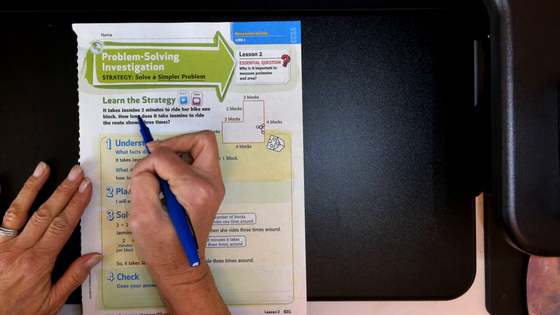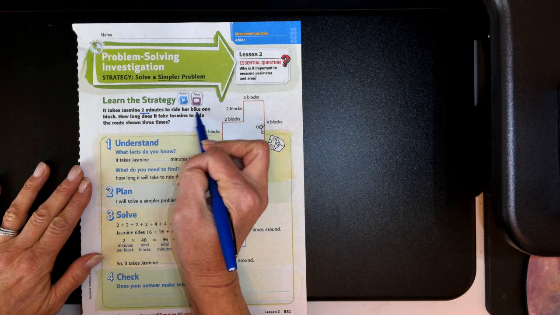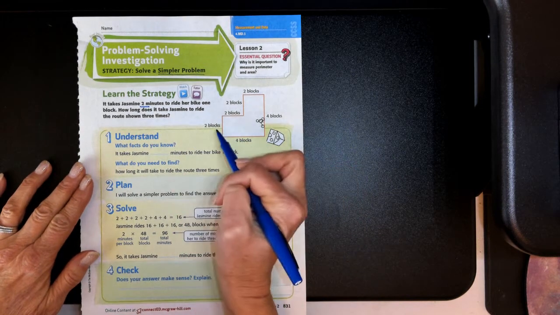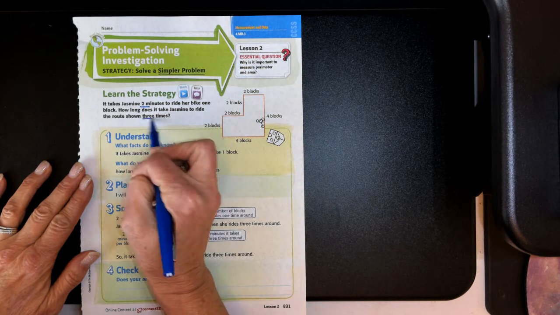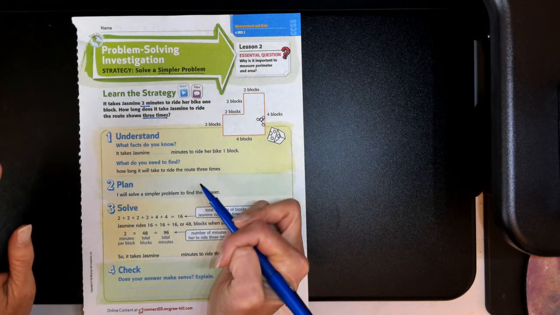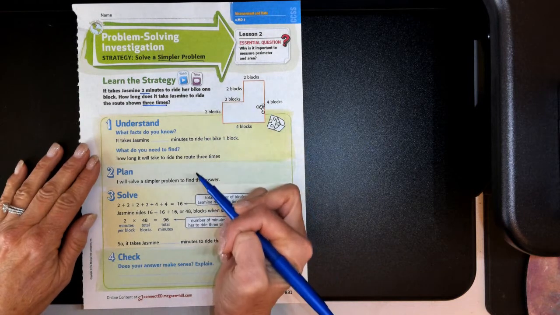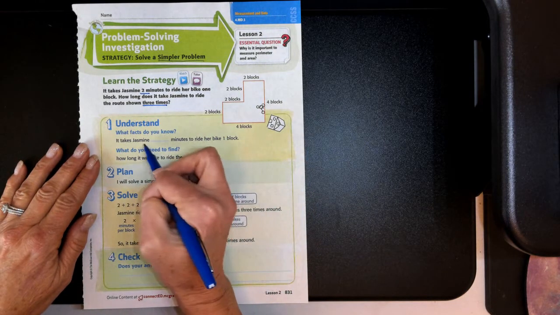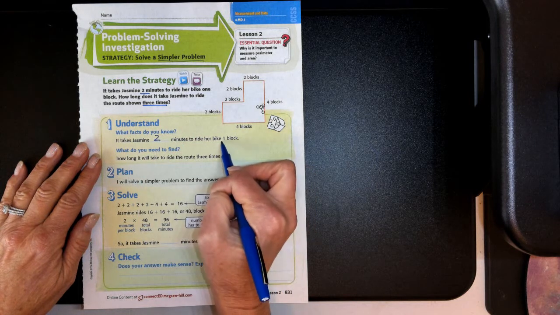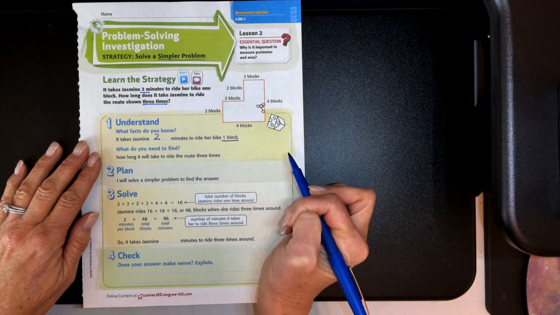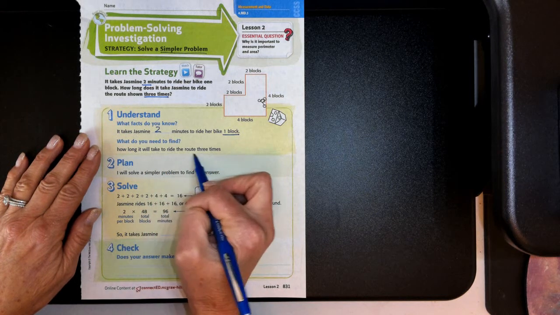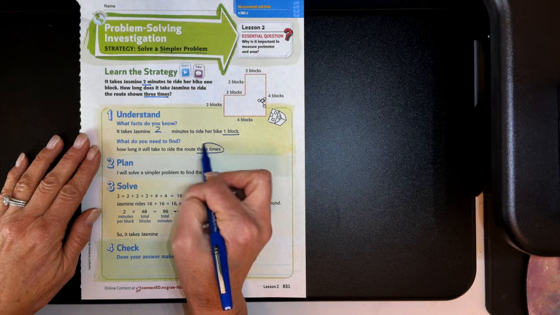It takes Jasmine 2 minutes to ride her bike 1 block. How long does it take Jasmine to ride the route shown 3 times? So, okay, what do we know? We're going to start with our strategy of writing down what we know. It takes Jasmine 2 minutes to ride her bike 1 block. What do we need to find? We need to see how long it will take her to ride the route 3 times.